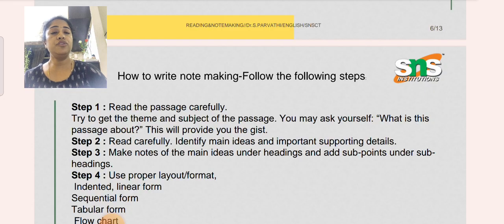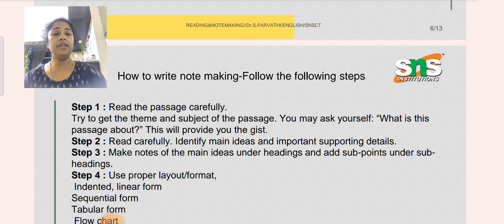Then read carefully and identify the main ideas and important supporting details. Then make notes of the main ideas under headings and use your sub points and subheadings. You should use the proper layout. Even in English, letter writing, report writing, note making and recommendation checklists all have some format, and you have to follow that format.